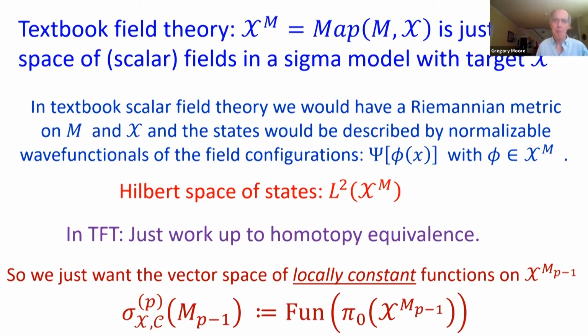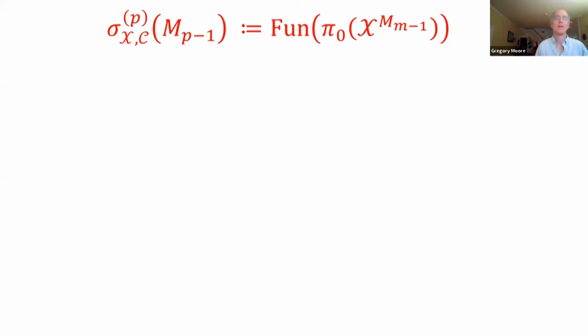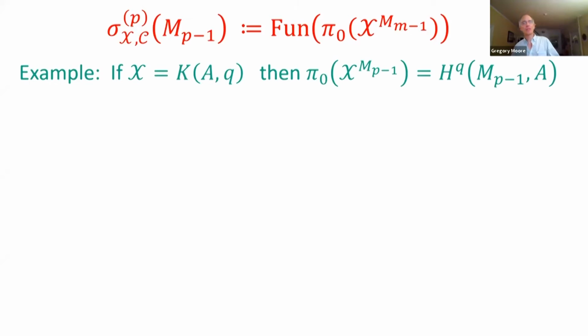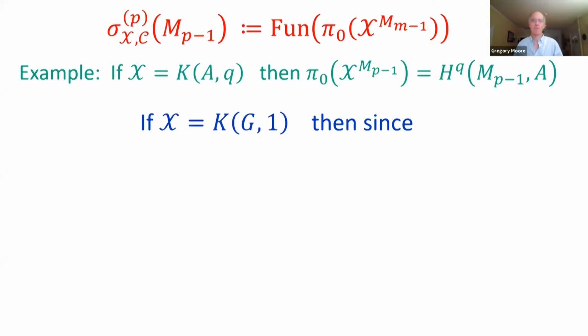target space X. It's the vector space of functions on the set of connected components of the mapping space X to the M. Here's the definition again. So for example, if I took X to be the Eilenberg-MacLane space for an abelian group A in degree Q, then basically by the definition of an Eilenberg-MacLane space, the set of connected components of the mapping space is the Qth cohomology of our spatial slice with coefficients in A.